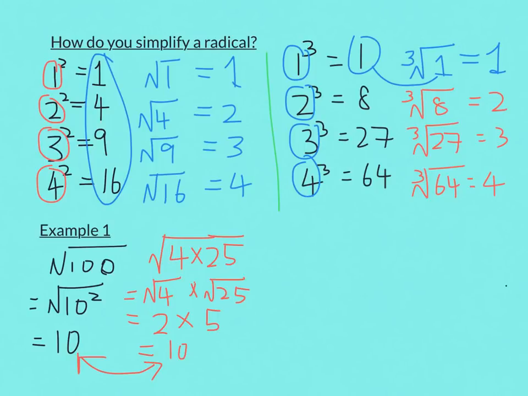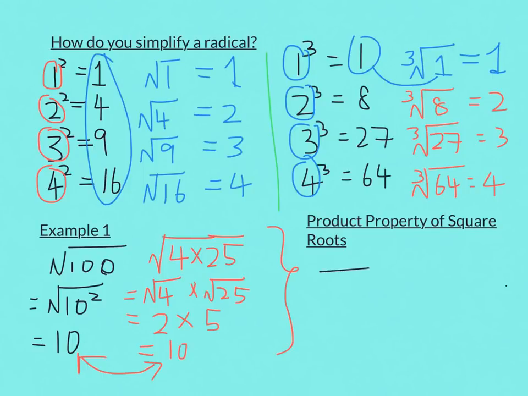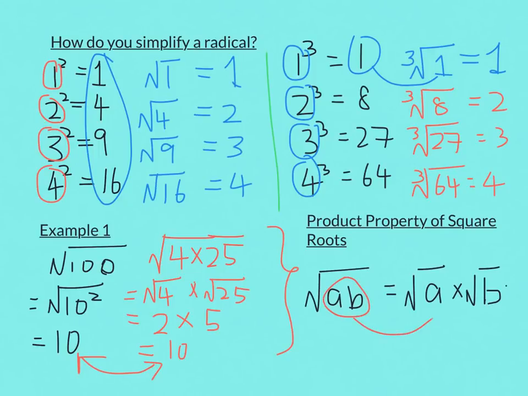And you can see that, hey, it actually is the same answer as just taking the square root of 100. So this gives us the property that we're going to use very often, and it is the product property of square roots. For any non-negative real numbers a and b, square root of a times b is equal to the square root of a times square root of b. Radicand ab can now be broken into the square root of a times square root of b.